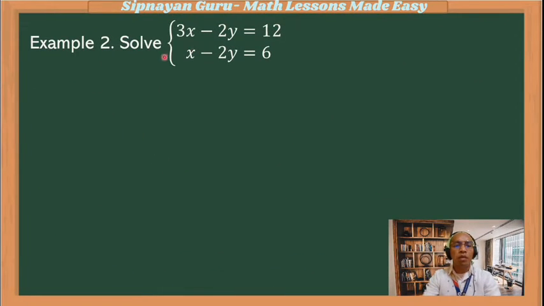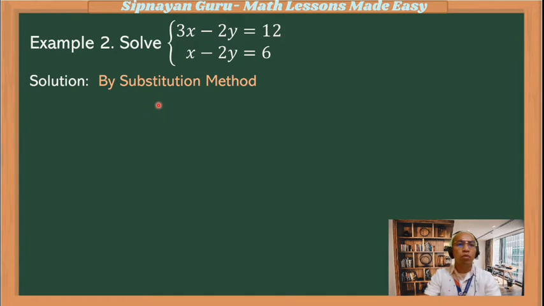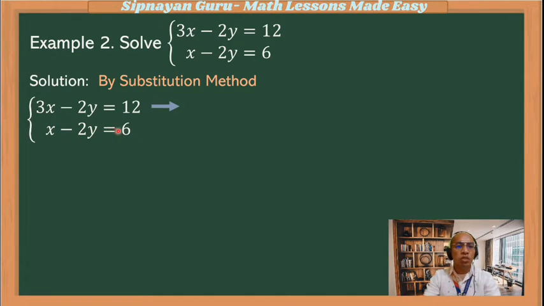Example number 2. Solve the system 3x minus 2y is equal to 12 and x minus 2y is equal to 6. Now, by the substitution method, we will express one of the equations in terms of the other. So, this is another technique. Since the coefficient of x is +1, I will solve this equation in terms of x. So, we'll just copy equation number 1.